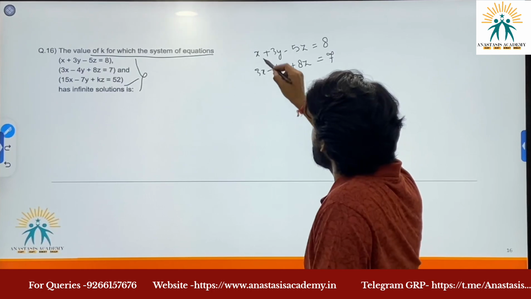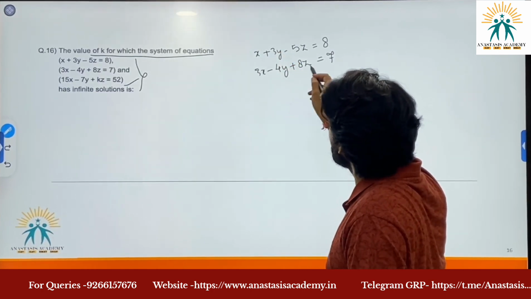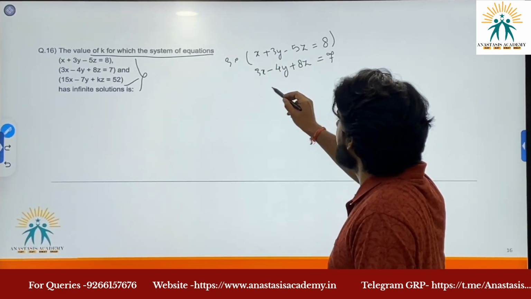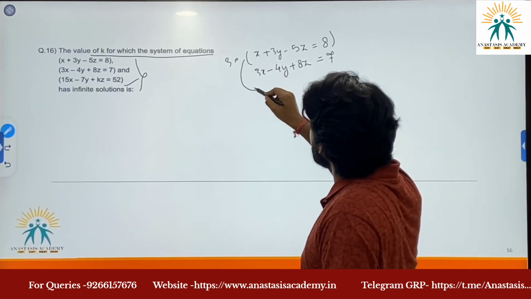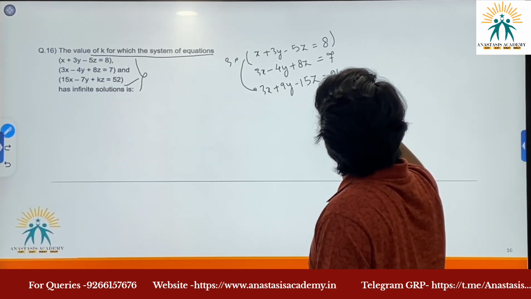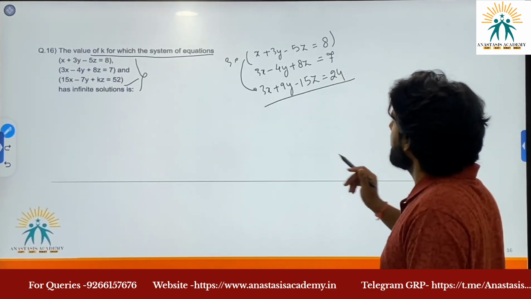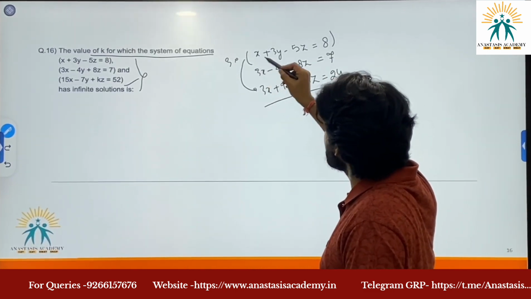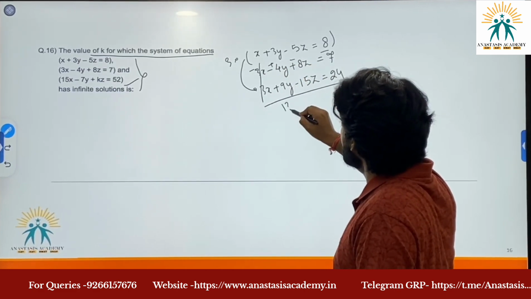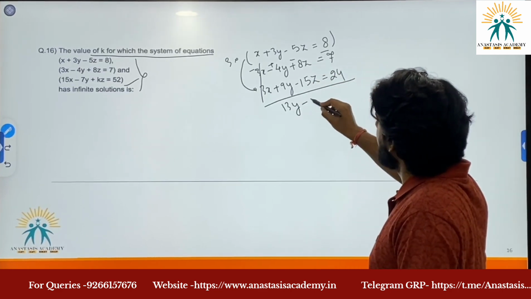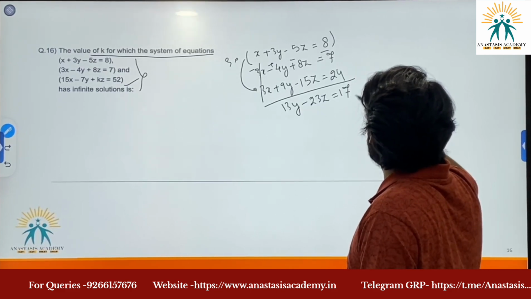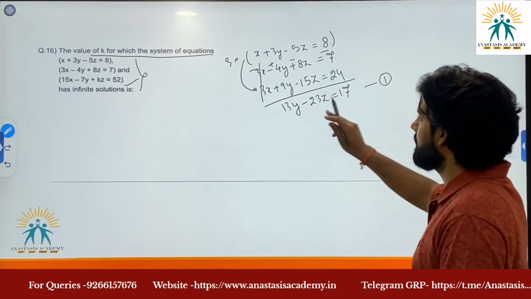First of all, let's eliminate one variable. I am multiplying the first equation by 3 to get rid of x and get an equation in y and z. So it becomes 3x + 9y - 15z = 24. Subtracting the second equation from this, what do I get? 3x gets cancelled, 13y, and this is 8 and 5, minus 23z = 17. So this is a new equation in y and z.